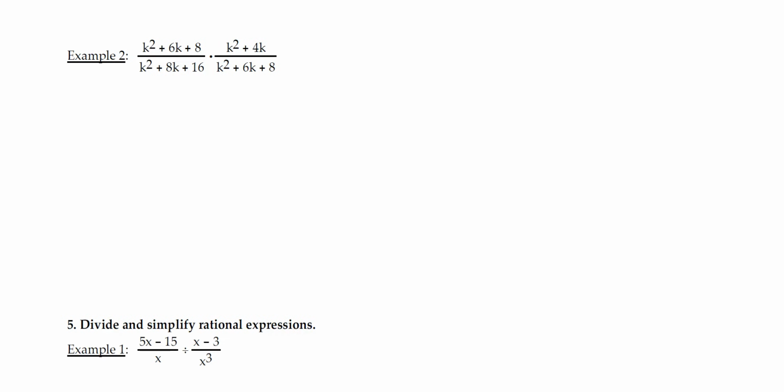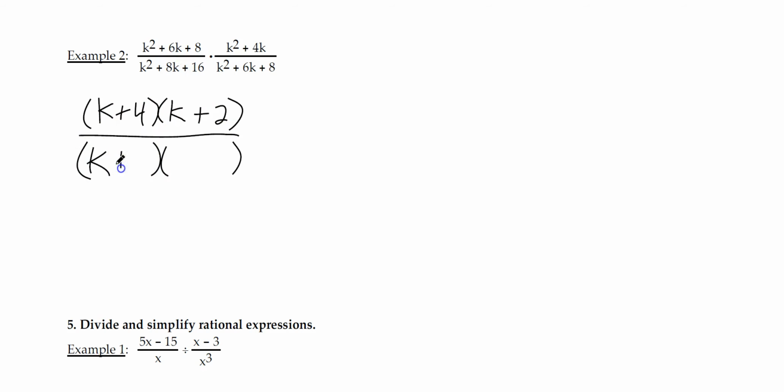Example 2. All right, factoring. So the numerator, k and k, 4 and 2, both plus. That'll give us k squared plus 8, and 4k and 2k is 6k. Perfect mixture. Denominator, k plus 4 and k plus 4. K squared, 4 and 4 is 8k and 16.